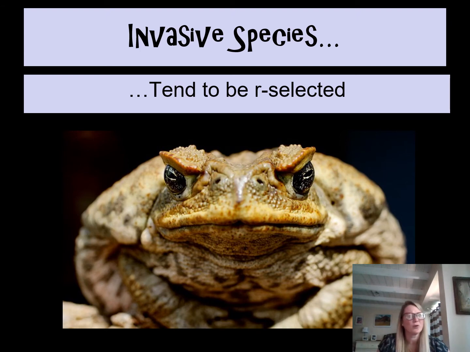They also don't really take care of their offspring, and if they were in their native area of Central America, many of those eggs wouldn't reach reproductive age. However, since there are no natural predators of the cane toads in Australia, a lot of them are reaching their reproductive age and having even more cane toads, which leads to more of a problem. So invasive species tend to be R-selected.